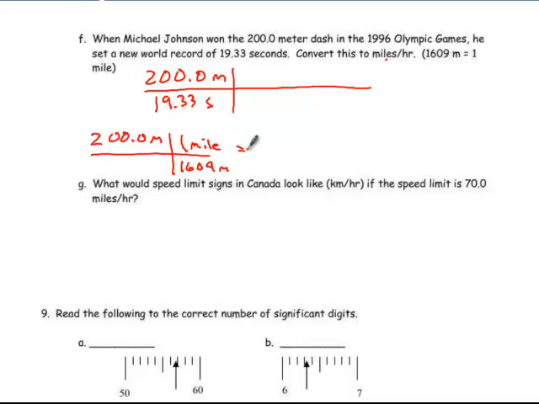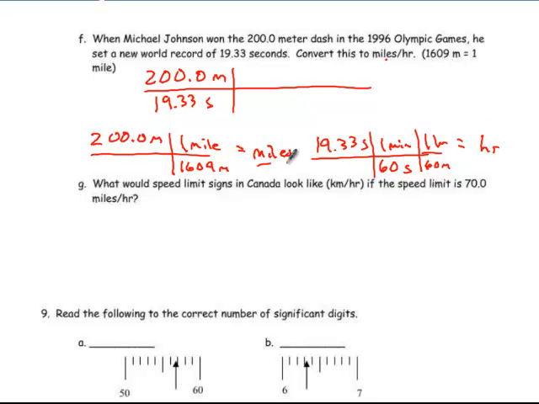Well, a separate way we could do this is convert the 200 meters to miles and get that answer. Change 19.33 seconds to hours, 60 seconds in a minute, 60 minutes in 1 hour, and get the hours, miles, and then take the miles and divide it by the hours, and you will get miles per hour. I like to do it in one chart. That way I only have to calculate once.